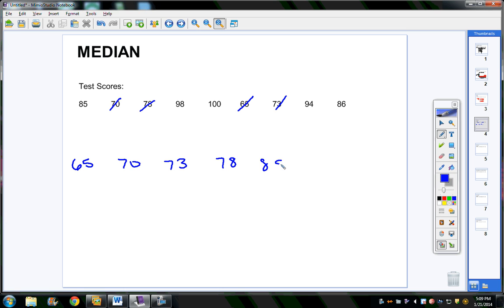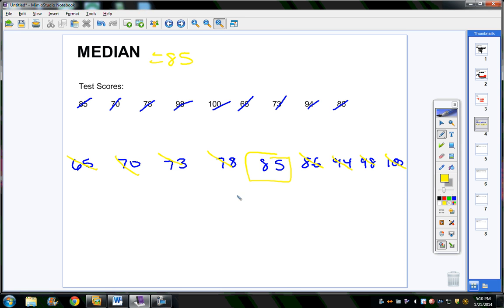I have 85, 86, 94, 98, and 100. So I was running out of room, kind of crammed it there. All right, so the score that's in the middle, what you do is you start crossing off. I cross the lowest one and the highest one, then the next lowest one, the next highest one, the next lowest one, the next highest one, the next lowest one, the next highest one, leaving me with 85. So the median here is 85.